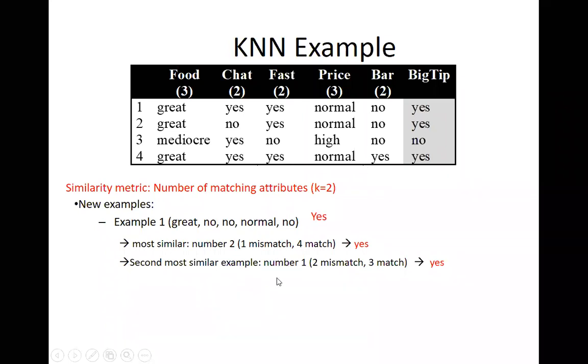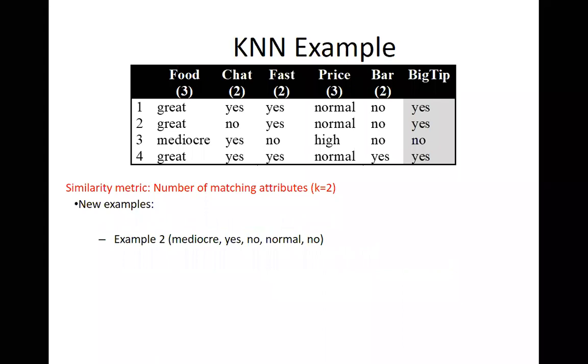Is it clear? Similarly, I have one more example. In this case, big tip, is it yes or no? For this new data, when the k value is 2, is it yes or no? Try to compare attribute by attribute. From the first example, you have to find out whether attributes are matching or not, and how many attributes are matching. Is it closest to this example or not? You have to find out. So big tip, is it yes or no?